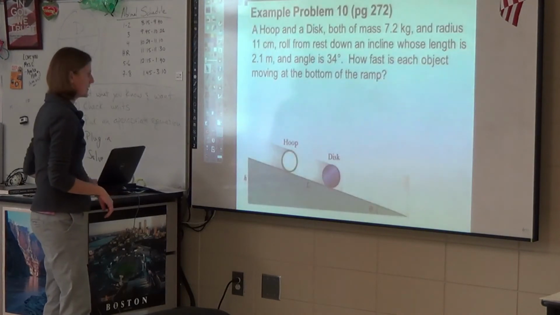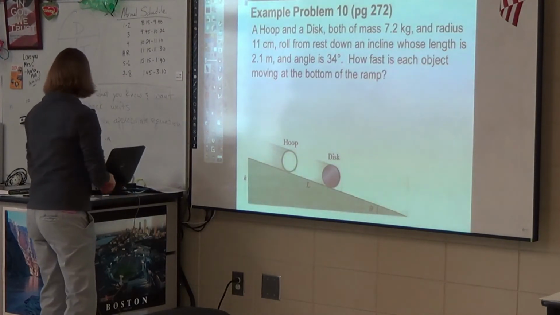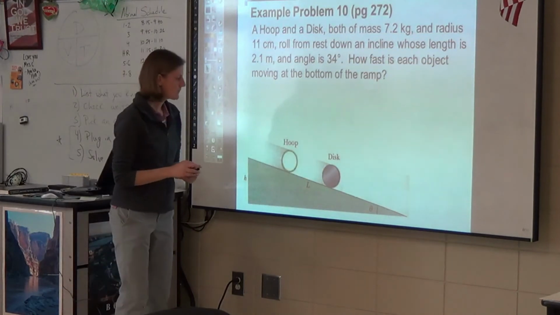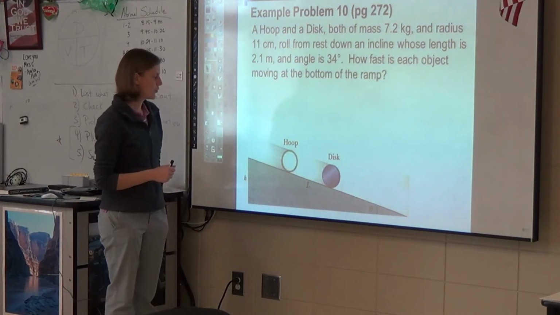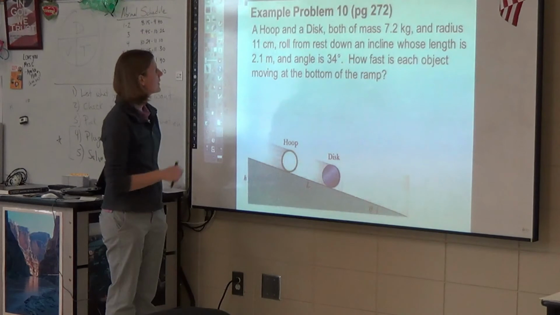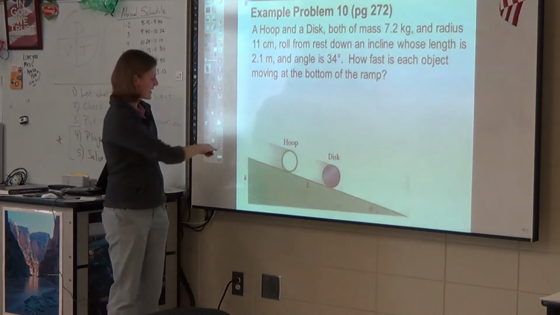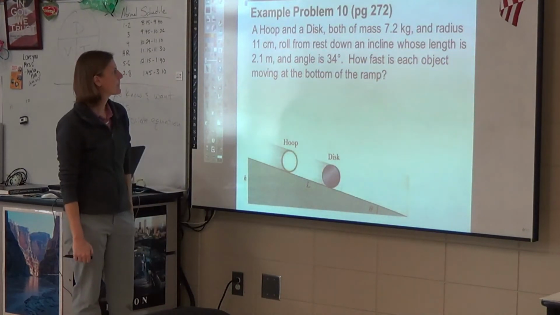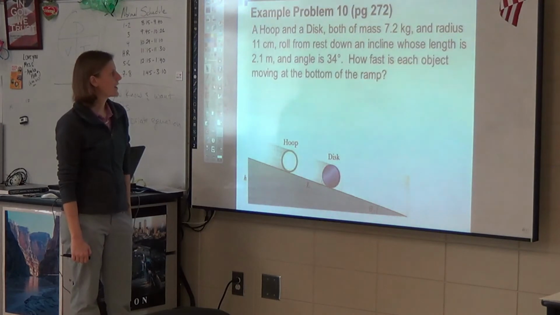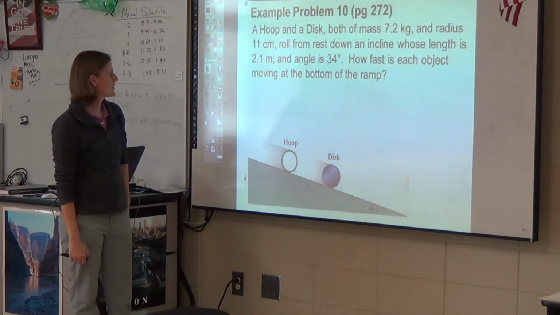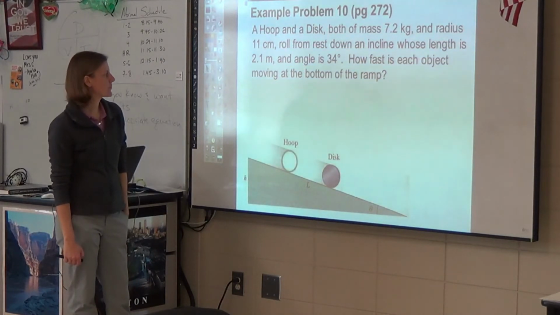Okay, let's do this one and be done here. All right, so we have the hoop and the disc. And we kind of did this in class. They roll from rest down an incline whose length is 2.1 meters, angle 34 degrees. How fast is each object moving at the bottom of the ramp?